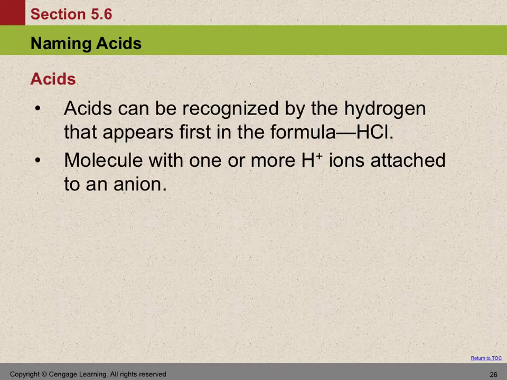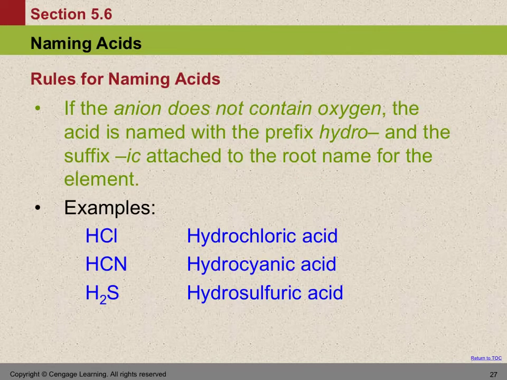Now we're going to go into naming acids, where our acids are going to be any compound with a hydrogen that comes first. So you notice here we have HCl. Our hydrogen is first. So we're going to take our anion and attach a H+ ion to it. Here's the simplest type of acid to name. If that anion does not contain an oxygen, we just add hydro and then the suffix "ic."